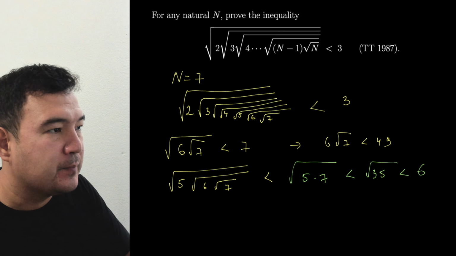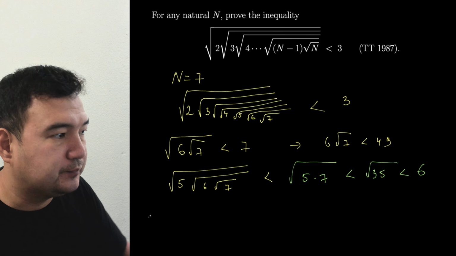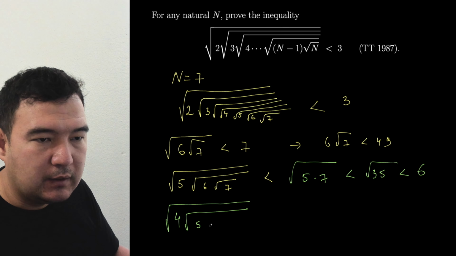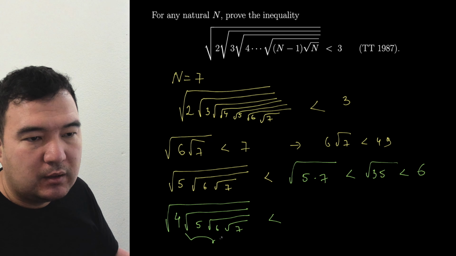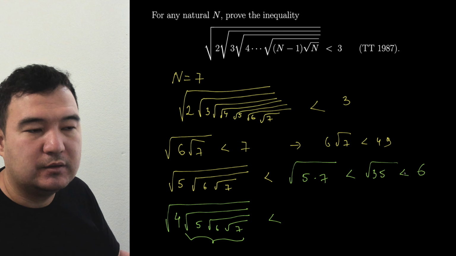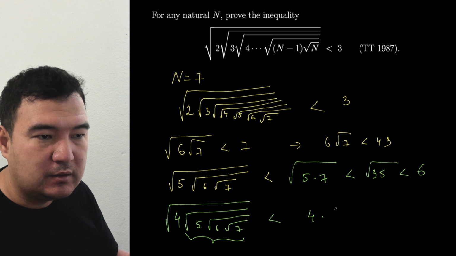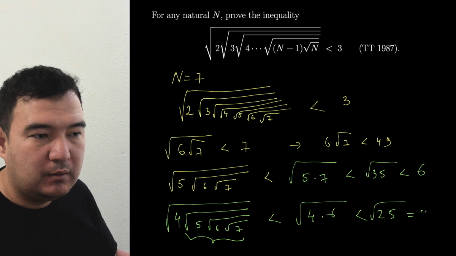Let me erase this. Let's move on. Now think about the next step. How about square root of 4, square root of 5, 6, 7. If I look at this part, this is less than 6, right? So I can replace it with 6. So that would be less than 4 times 6, which is 24, which is less than root of 25, which is 5.